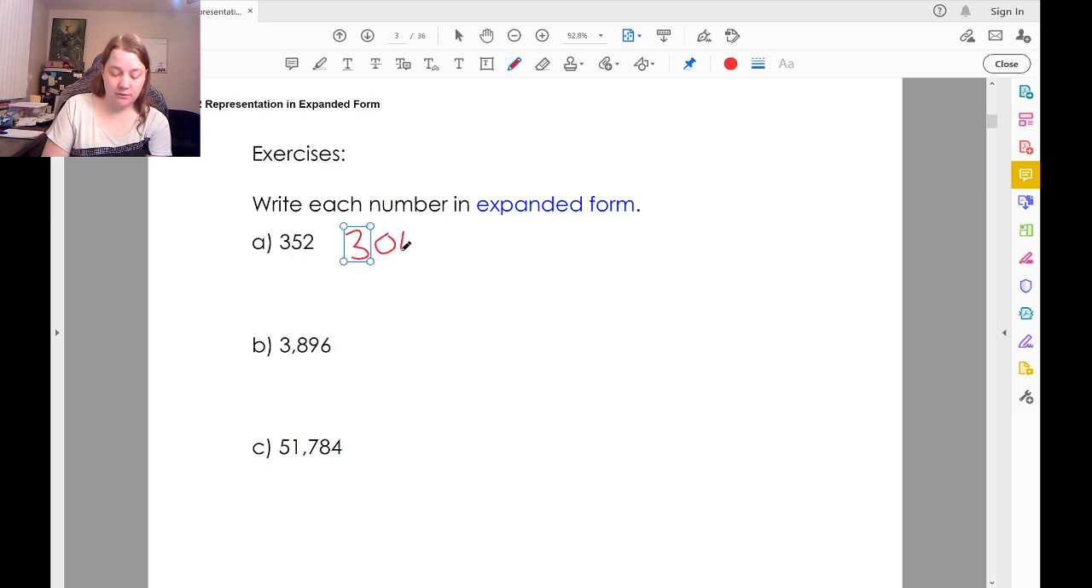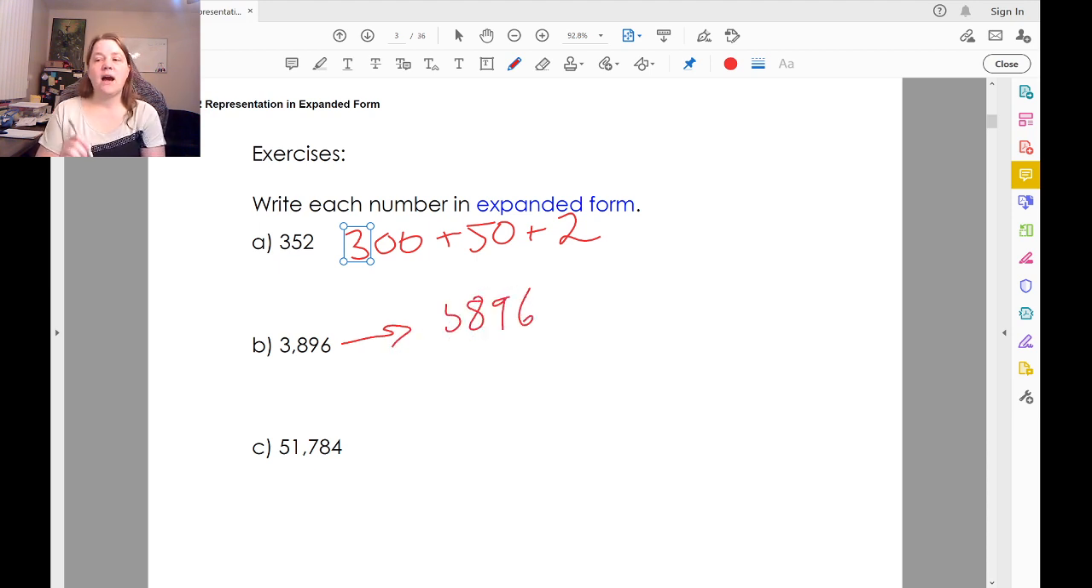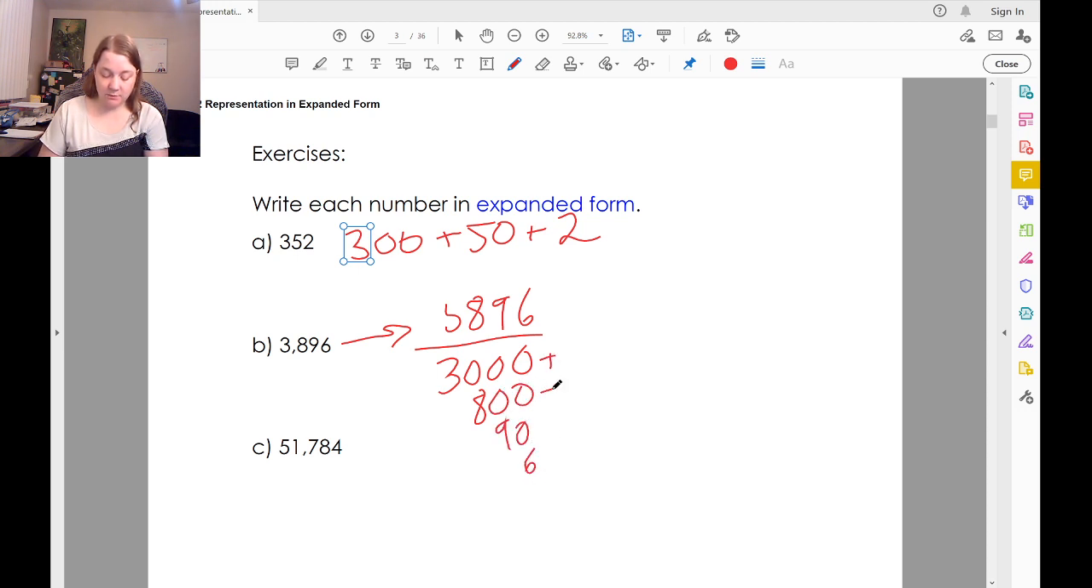352 is 300 plus 50 plus 2. And you can see that these are starting to get a little bit longer here. What I like to do to help keep track is I'll write it a slightly different way, and we'll see if it works on here. So this 3,896, I'll write them out below it, and I'll just put a plus sign after each one. And then when I can write it out on a long line, I can make sure that I have the correct number of zeros for each number.